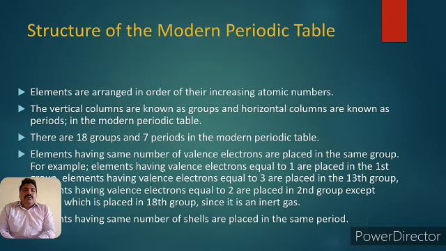Now we will study the structure of the modern periodic table. In the modern periodic table, elements are arranged in order of their increasing atomic number. The vertical columns are known as groups. The horizontal rows are known as periods. There are 18 groups and 7 periods. Elements having the same number of valence electrons are placed in the same group, and in a period, the elements having the same number of shells are placed in the same period.